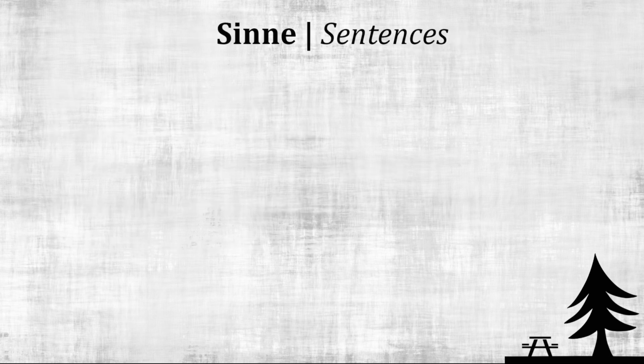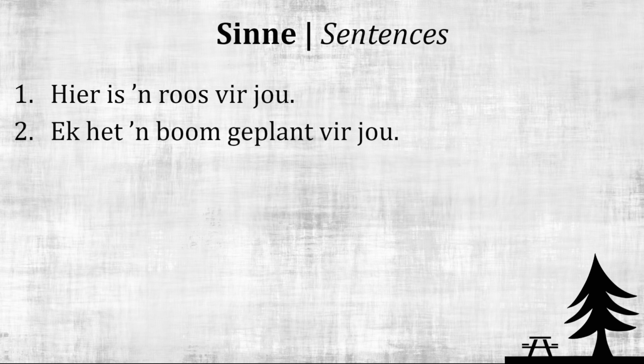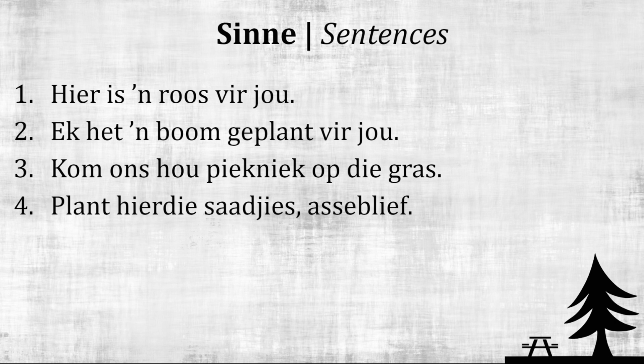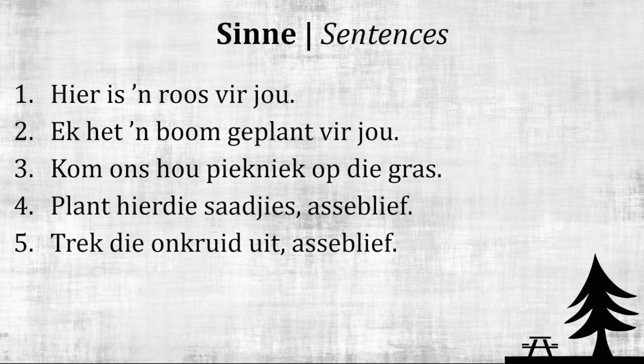Okay, now let's go back and do it the other way around. Hier is 'n roos vir jou. Here is a rose for you. Ek het 'n boom geplant vir jou. I planted a tree for you. Kom ons hou piknik op die gras. Let's have a picnic on the grass. Plant hierdie saadjies asseblief. Plant these seeds, please. Trek die onkruid uit asseblief. Pull out the weeds, please.